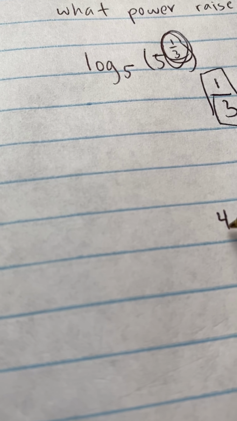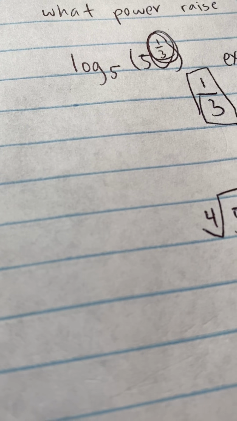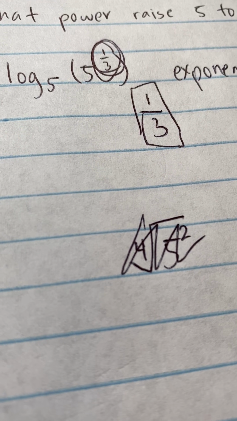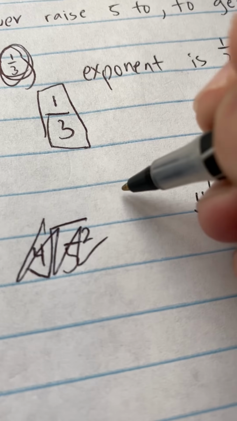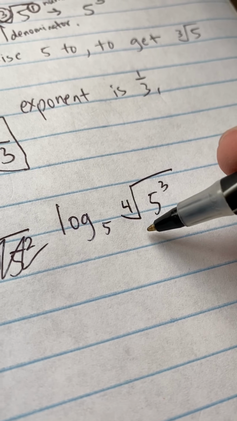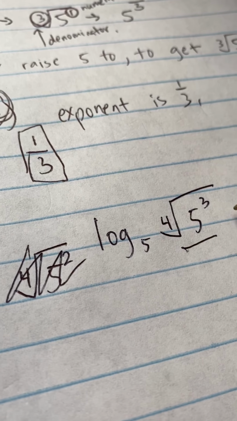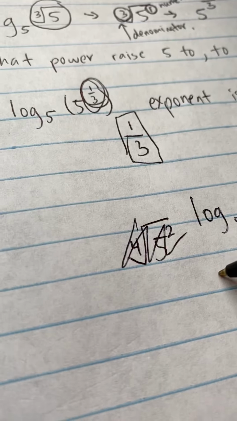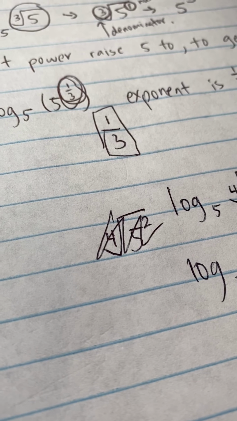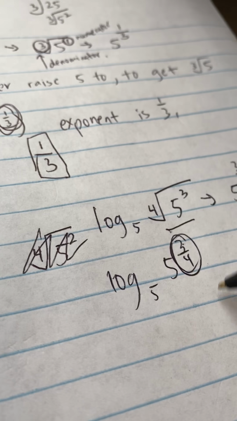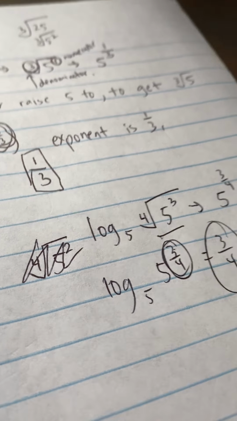So like if it was 4th root of 5 squared, right? No, that's a bad one. Let's go 4th root of 5 cubed. And then we still had log base 5, right? We just convert this 4th root of 5 cubed into its fractional exponent. That's 5 to the 3/4. And then we just have log base 5 of 5 to the 3/4, telling us that that exponent has to be 3/4. So it would equal 3/4, right?